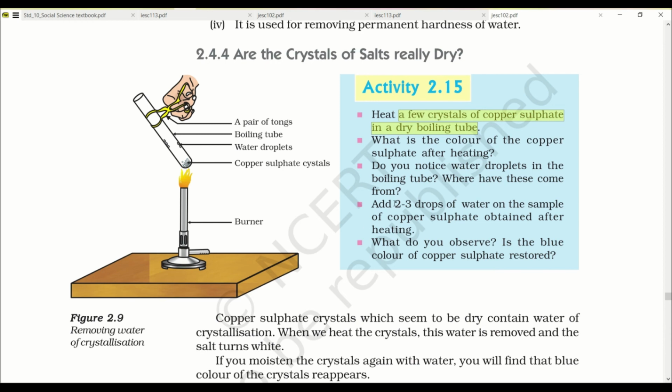Add 2-3 drops of water on the sample of copper sulfate obtained after heating. So, when copper sulfate is heated, the blue color changes to white color. As soon as you add 2 to 3 drops of water to it, it again turns blue. That means the blue color is the actual copper sulfate which has some amount of water in it. That amount of water is called crystals of water.